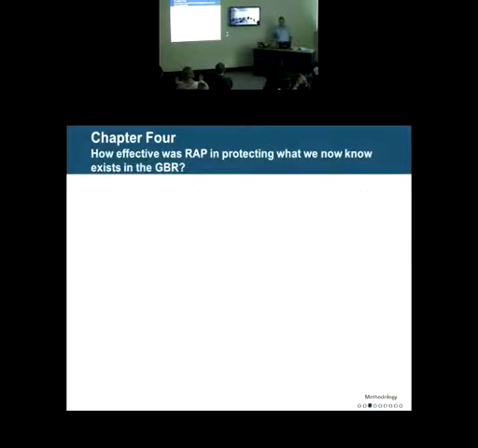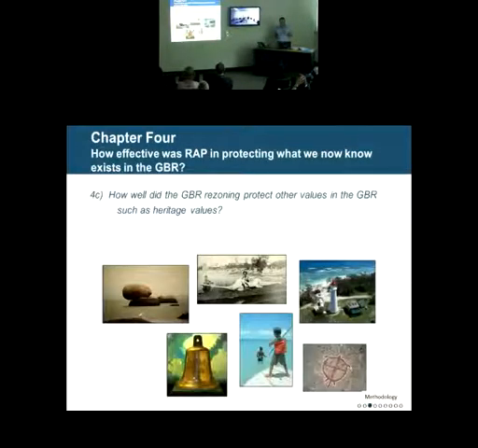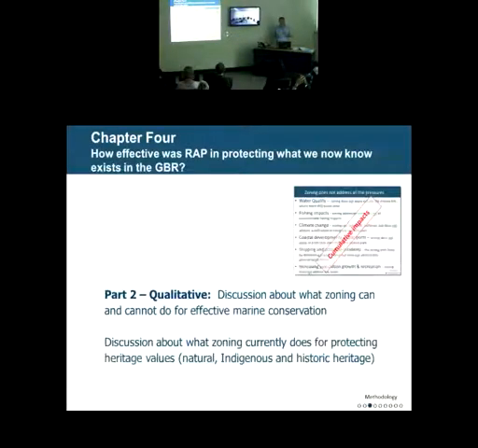So this chapter, how effective was it? I also want to look at other values, things like heritage values. Many of you are aware of the importance of the Great Barrier Reef for both Indigenous heritage and historic heritage. So this chapter is going to have a section that's qualitative: what zoning can and cannot do, and certainly what zoning can do for protecting heritage values.